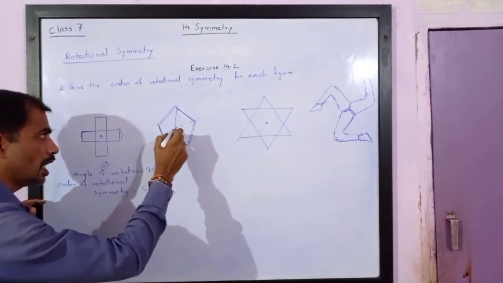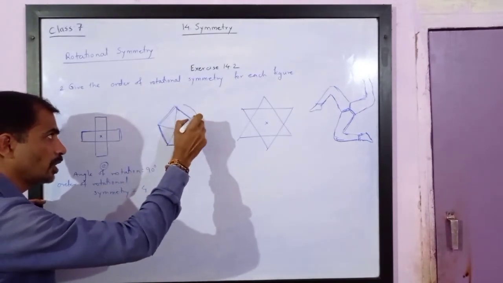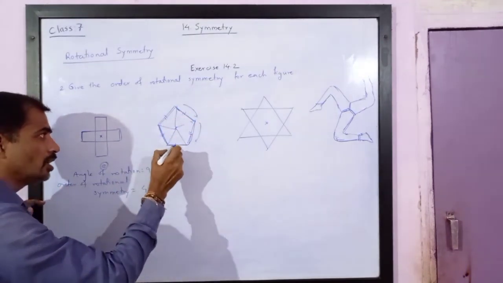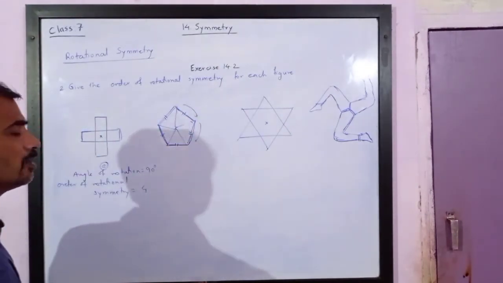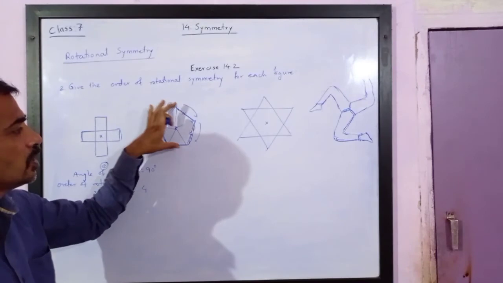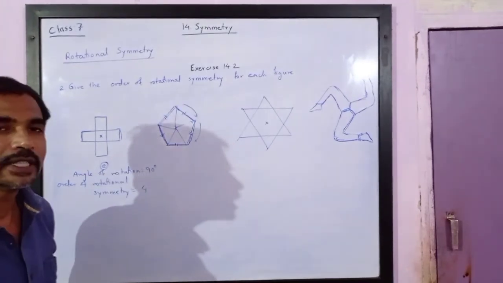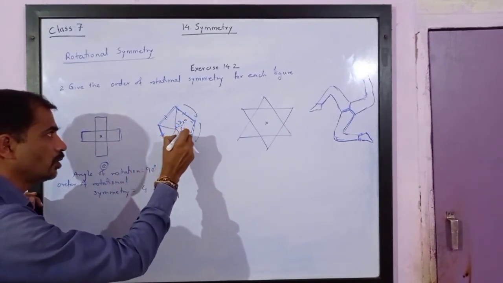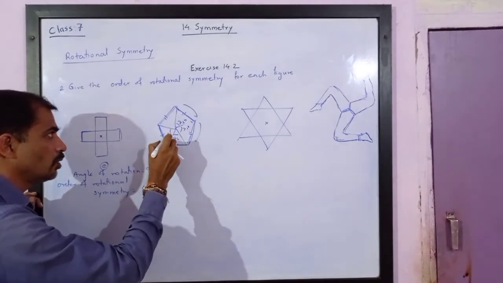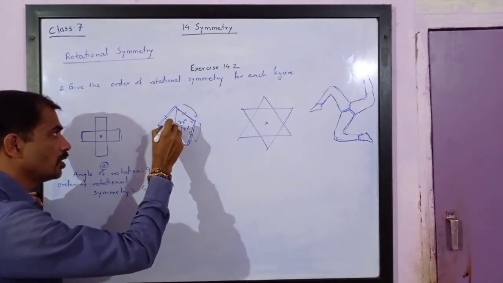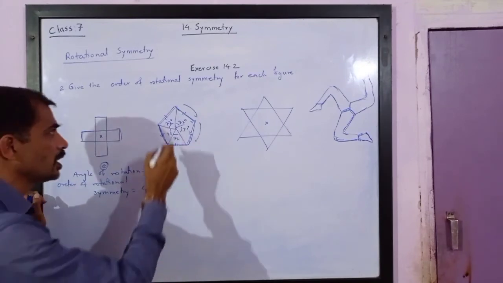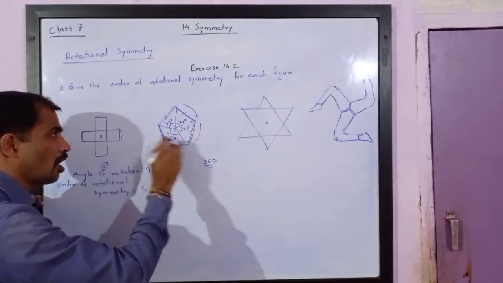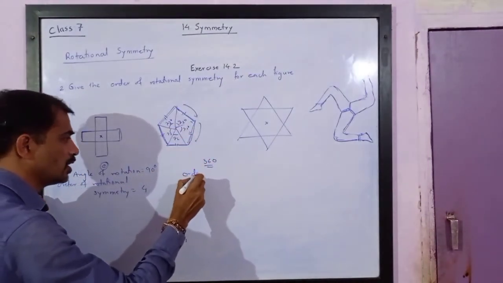Now see the second figure. If you rotate this point up to this point, up to this, you will get the same figure. We consider this as a regular pentagon. All sides are equal. Even if it doesn't look like a regular pentagon, you have to imagine that it is a regular pentagon. You will see that if you rotate it by 72 degrees, and 72 degrees, it occupies the same place. So the total angle is 360, and the order of rotational symmetry is 5.